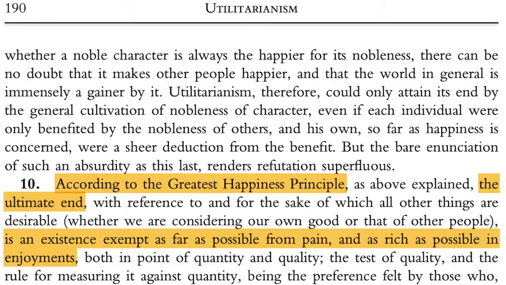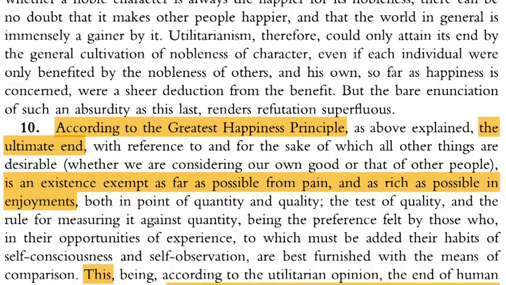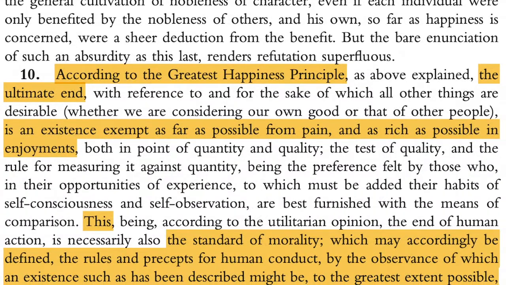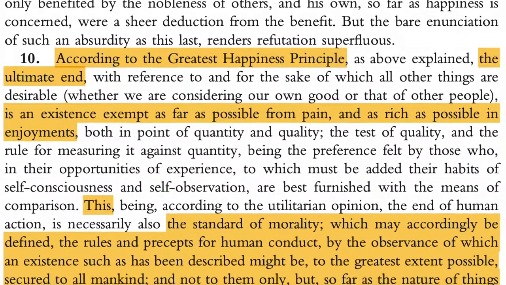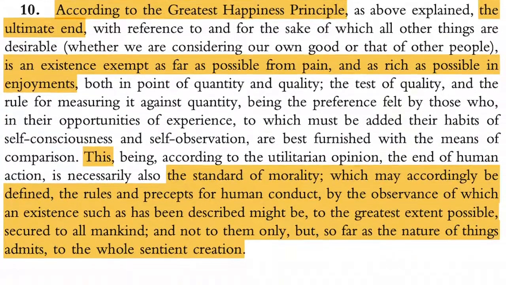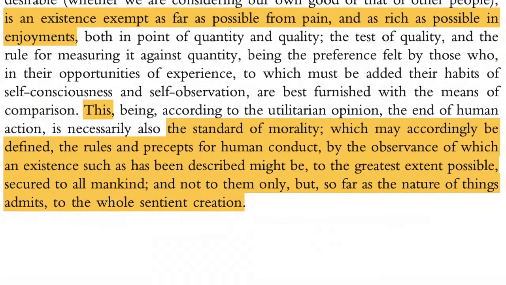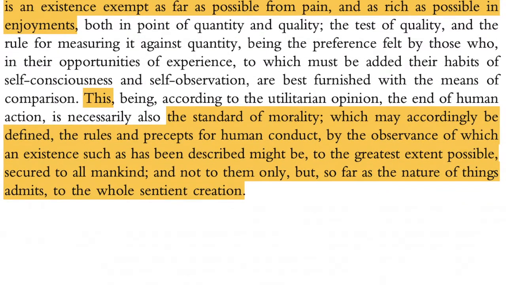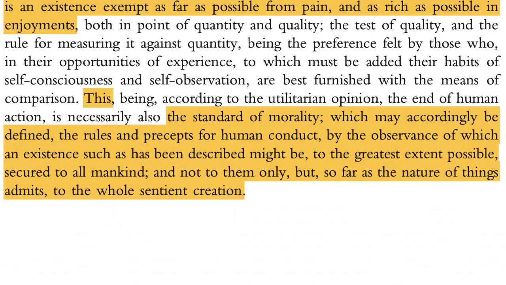And indeed, just like we saw with Bentham, John Stuart Mill also has a very broad scope of who and what counts, or what we should care about as utilitarians. We've got a longer quote here on page 190. Mill says, according to the greatest happiness principle, the ultimate end is an existence exempt as far as possible from pain and as rich as possible in enjoyments. This is the standard of morality, which may be accordingly defined as the rules and precepts of human conduct, by the observance of which an existence such as has been described might be, to the greatest number possible. There's your consequentialism. To the greatest number possible, secured to all mankind, and not to mankind only, but so far as the nature of things admits, to the whole sentient creation.